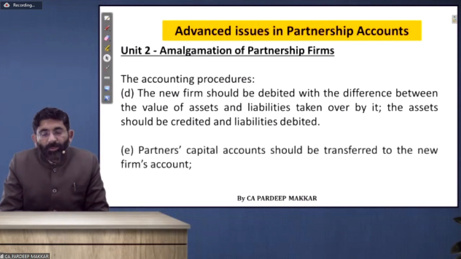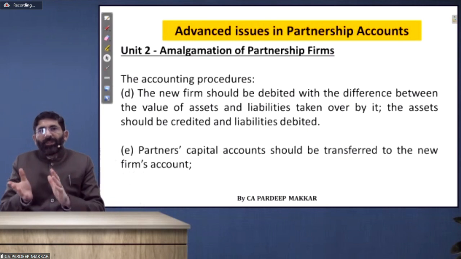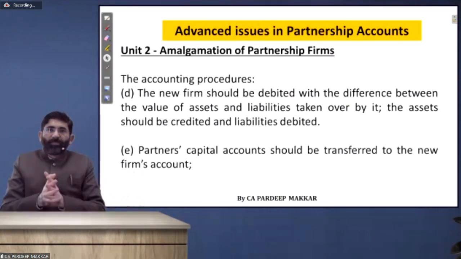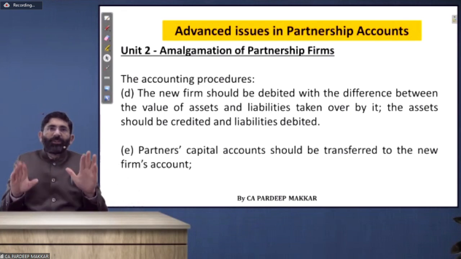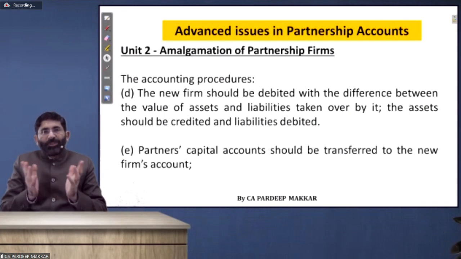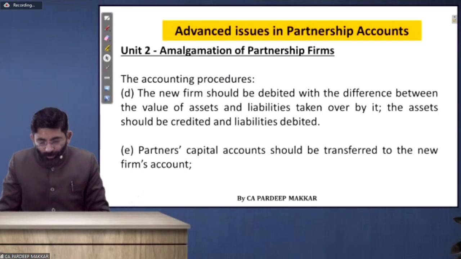Partners' capital accounts will also be transferred to the new firm, because in our balance sheet there are assets, liabilities and partners' capital accounts, that's it. So assets, liabilities and capital accounts will be transferred and the balance sheet will be finished. If the balance sheet is finished, obviously accounting is complete and our business is properly closed.